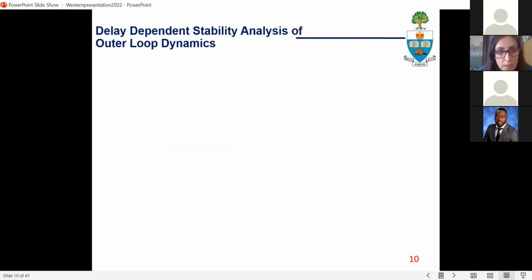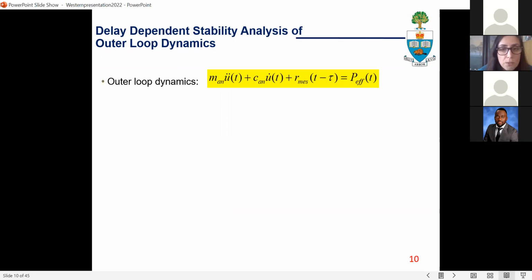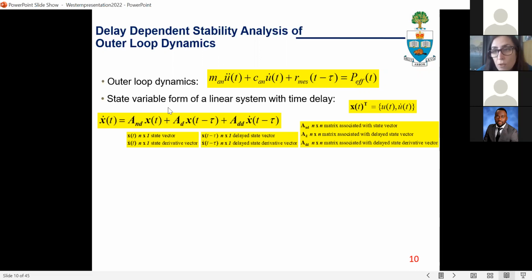So we started looking into this limitation by clearly understanding how the delay works in the outer loop. So we came up with this delay-dependent stability analysis for the outer loop system dynamics. As I mentioned before, in the outer loop, we are solving a differential equation. Inertial term is analytical, damping term is analytical, external force is numerically specified. We have some measured force, which may have a constant delay of tau seconds. We can take this second order differential equation and recast it in what is known as state variable form, in terms of first order differential equations in the matrix vector form.